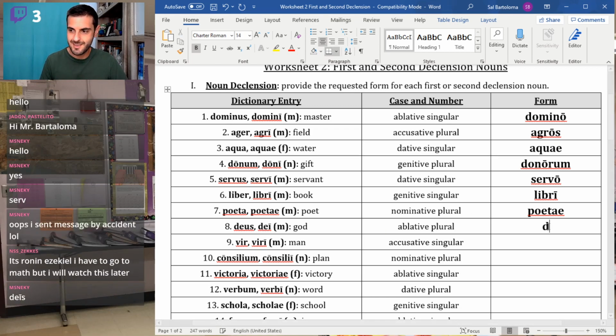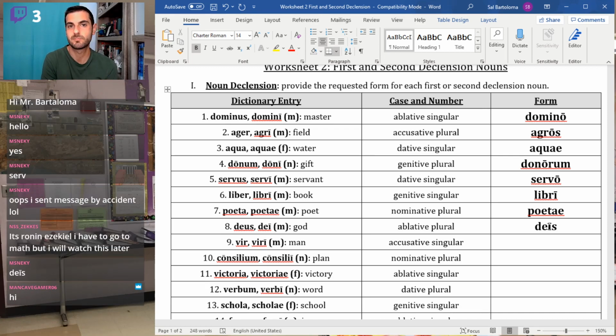So we have our deis. I see you, Mark. Excellent. Mark, what are my options for ablatives? For ablative plurals especially. There's really only a couple of options that I got.